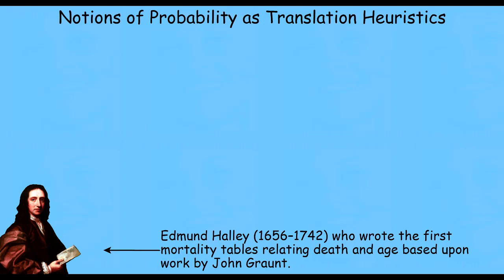So this is Edmund Halley. He wrote the first mortality tables relating death and age based upon work by John Graunt. And he was, in addition to an astronomer, also an early statistician.